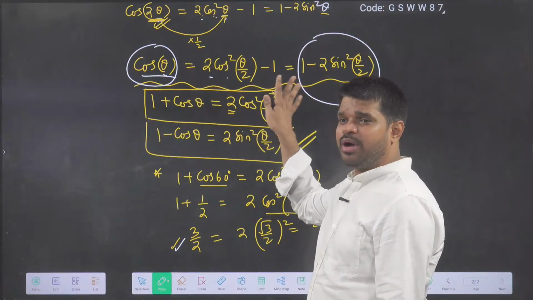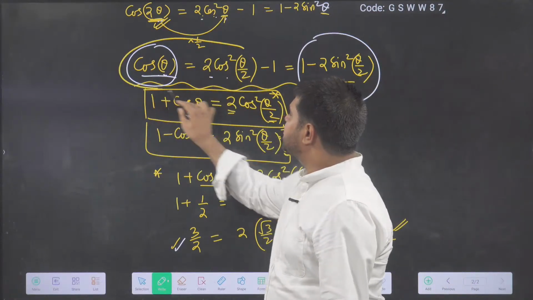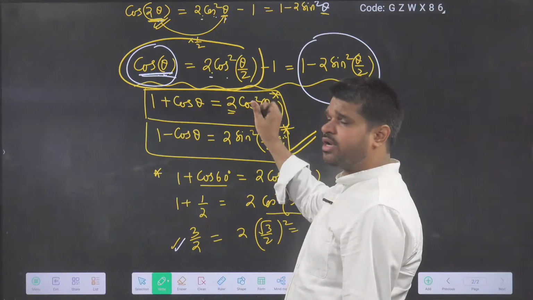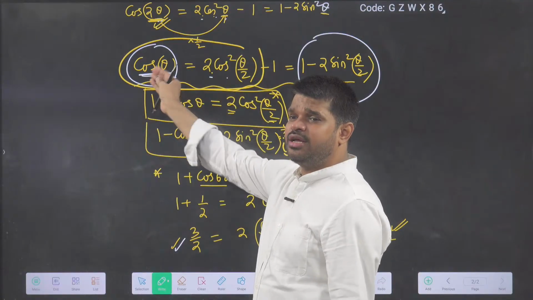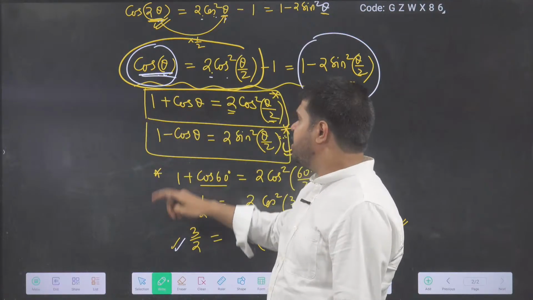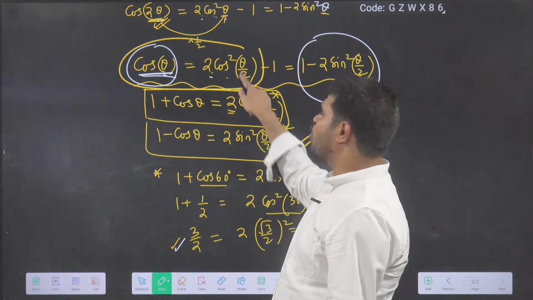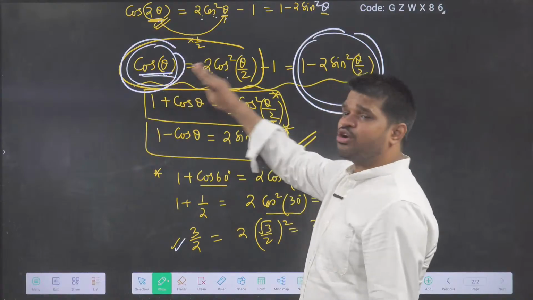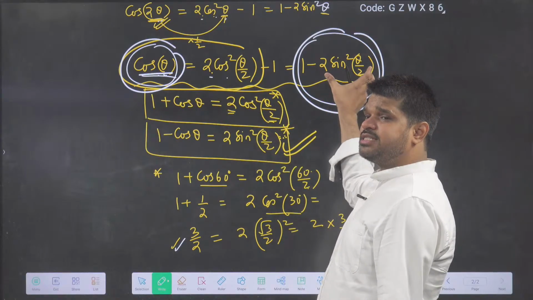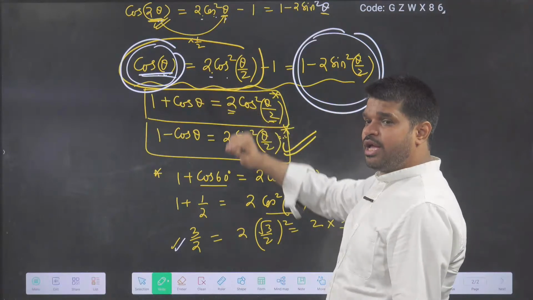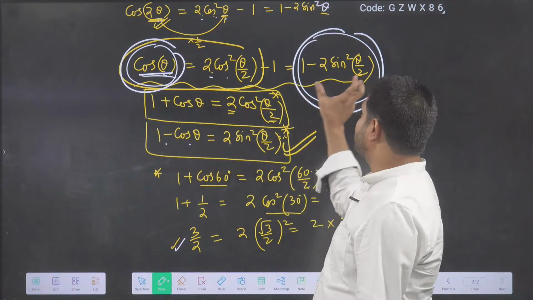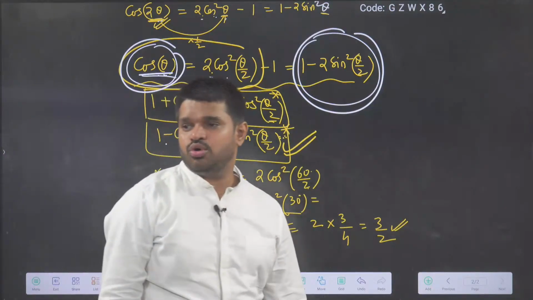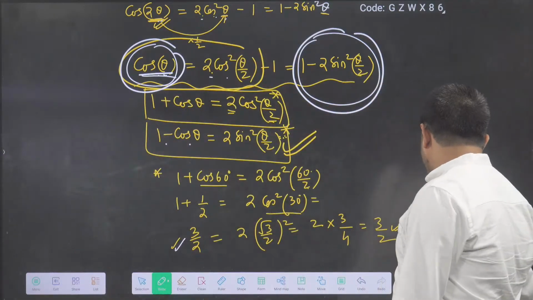I'm just rearranging them. See, if I consider these two, cos theta equals 2 cos squared theta by 2 minus 1. I send the minus 1 to this side, so minus 1 becomes plus. So 1 plus cos theta equals 2 cos squared theta by 2. If I consider this and this, send cos theta to the right hand side and send minus 2 sin squared theta to the left hand side, you will get 1 minus cos theta equals 2 sin squared theta by 2. So that is all. So remember all these formulas.